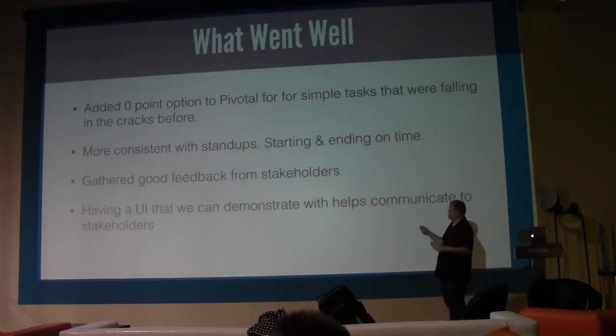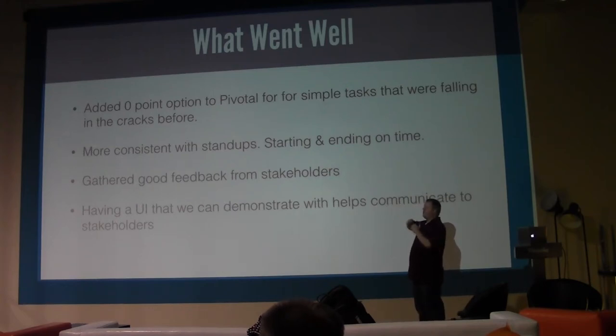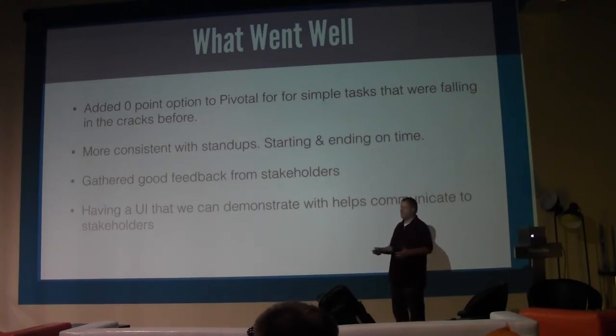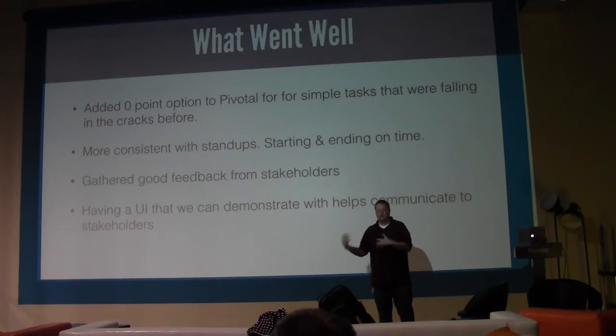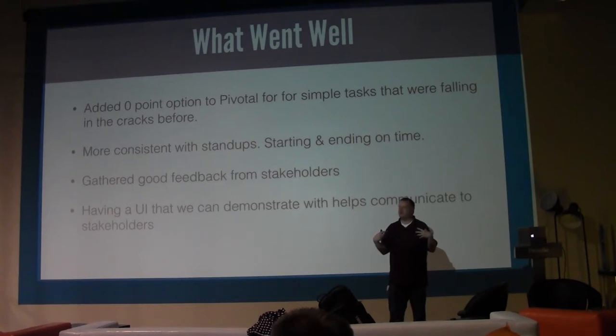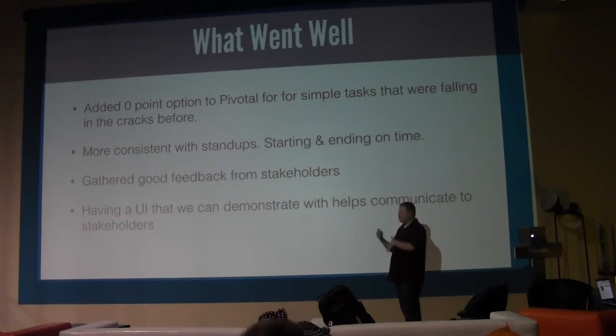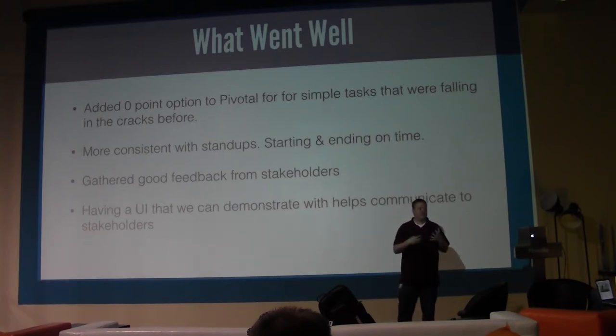Here are some actions I pulled from our document. We added 0 point stories in Pivotal, so simple tasks that we normally let fall through the cracks. We would start to be more consistent with standards, and we would start on time. We would gather new feedback from stakeholders. We were having a problem where we could get sideswiped by their feature requests out of nowhere, or something didn't meet their expectations. So our product people would elicit that a lot more directly, every week. And then we said, let's have a UI demo, instead of just a screenshot, a UI that we interact with. We teased out way more issues and good things for stakeholders than just a plain screenshot.